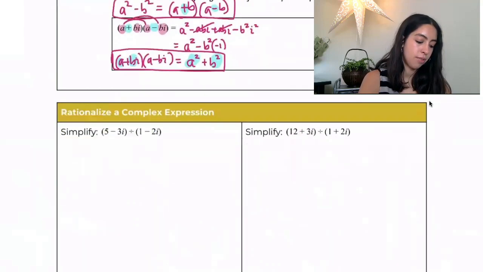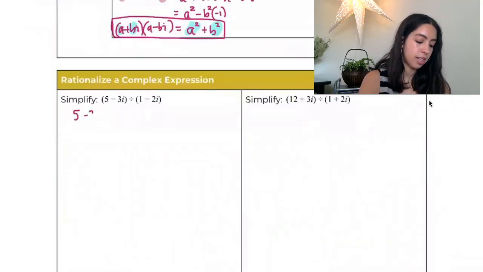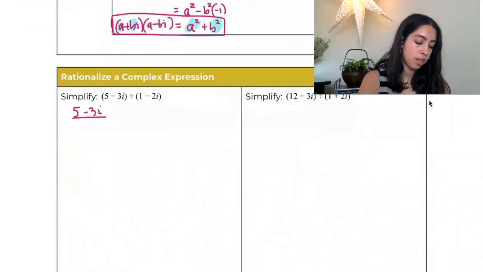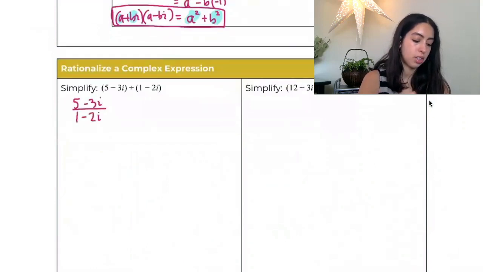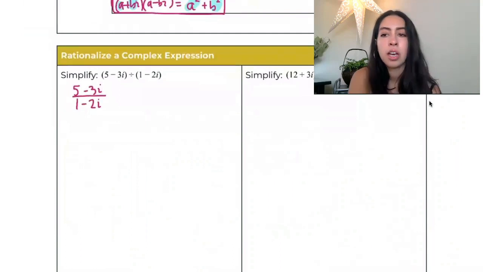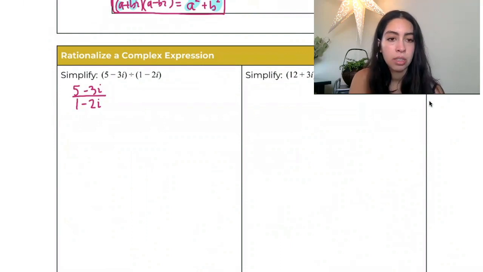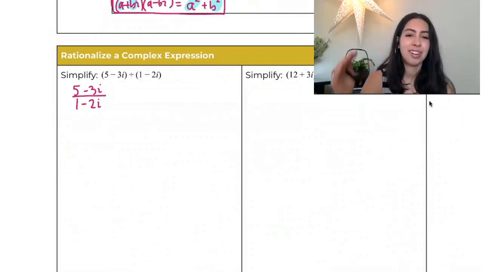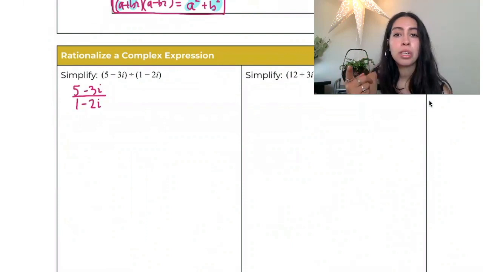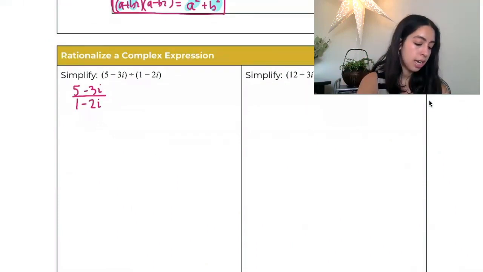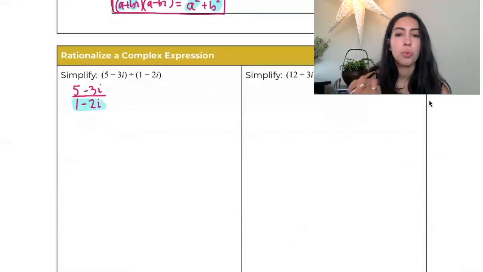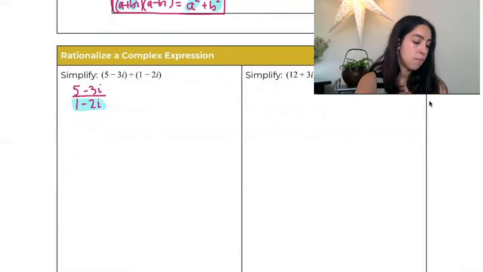There we go. 5 minus 3i divided by 1 minus 2i. So I'll write it out as a fraction like this. We can't divide a complex number by a complex number, just like straight down. Is not possible. So what we need to do is turn the denominator into a real number. So what did we say turns complex numbers into real numbers? When we multiply them by their complex conjugate.